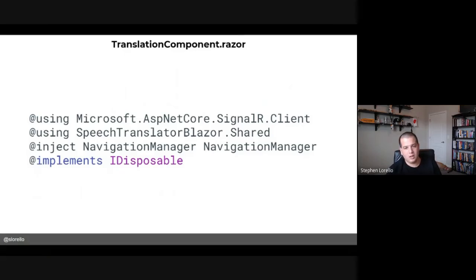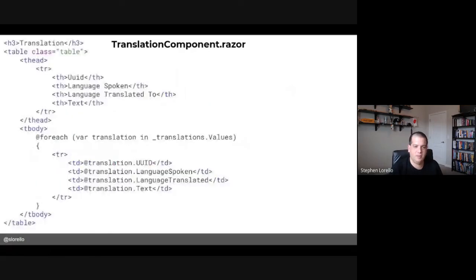We'll use that SignalR client library, and the shared project. And then we're going to also inject a NavigationManager object, which will help us route all this through our hubs. And finally, because we're going to be building a hub connection, we're also going to need to implement IDisposable because it needs to be cleaned up afterwards.